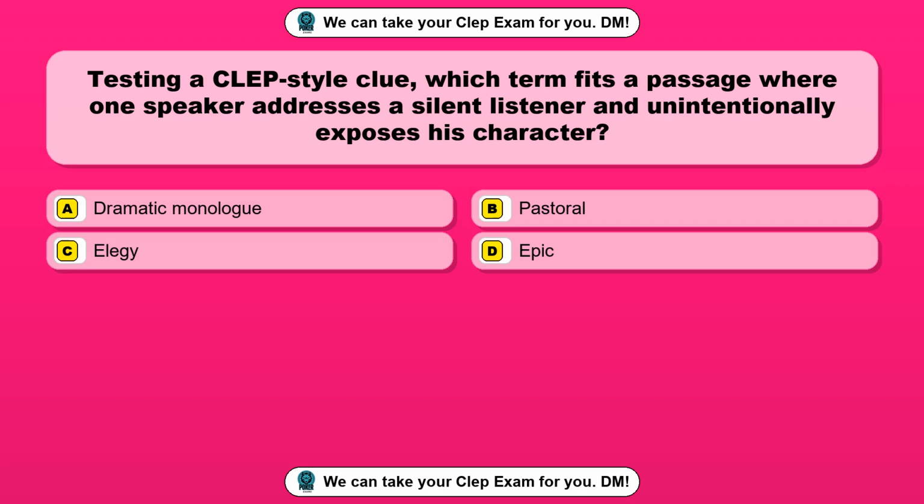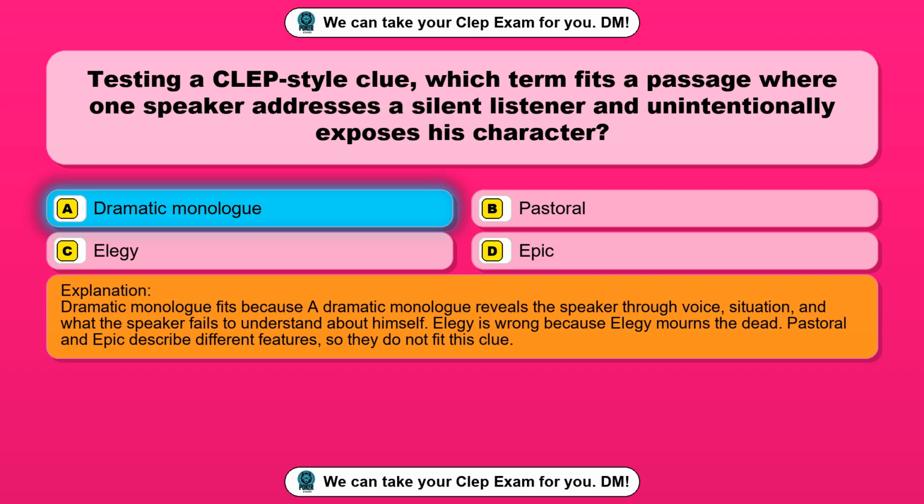Question 29. Testing a CLEP style clue, which term fits a passage where one speaker addresses a silent listener and unintentionally exposes his character? Option A, dramatic monologue. Option B, pastoral. Option C, elegy. Option D, epic. The correct answer is option A, dramatic monologue.